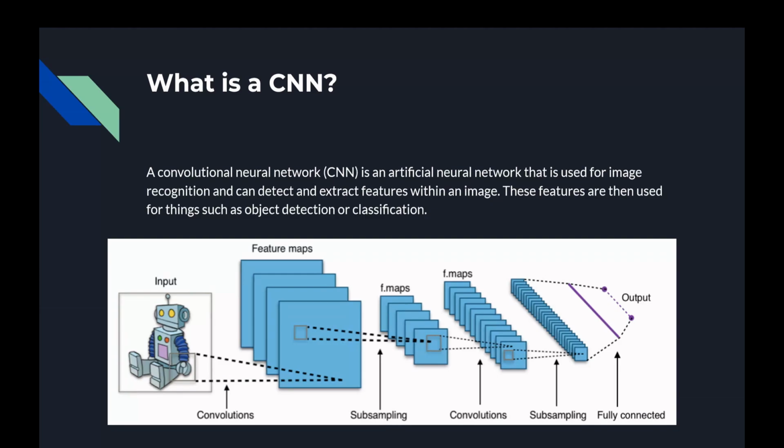Before we talk about the first part of the project, let me describe what a CNN is. A convolutional neural network is an artificial neural network that is used for image recognition and can detect and extract features within an image. These features are then used for things such as object detection or classification.